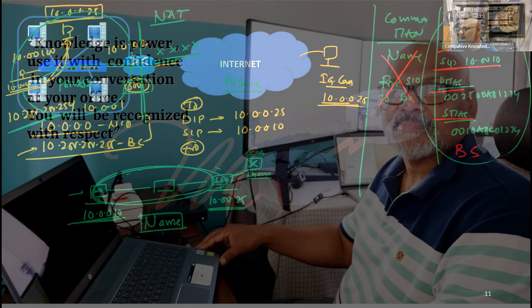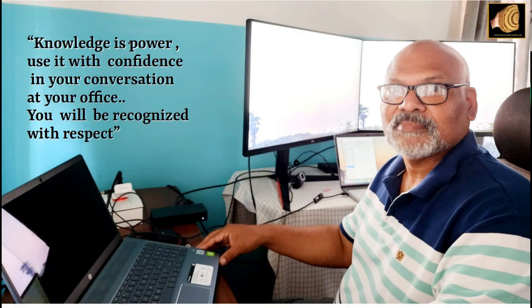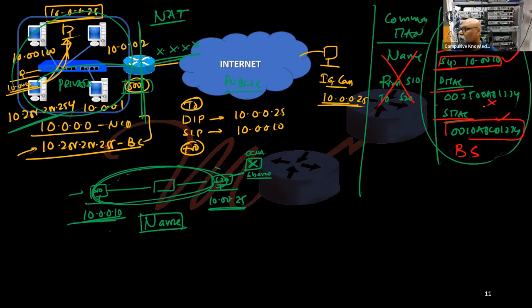But I know my address, correct? Yes, I know my MAC address. But how do I know other guys' IP address and MAC address? Are you understanding?